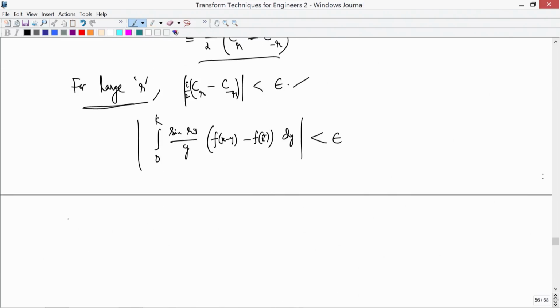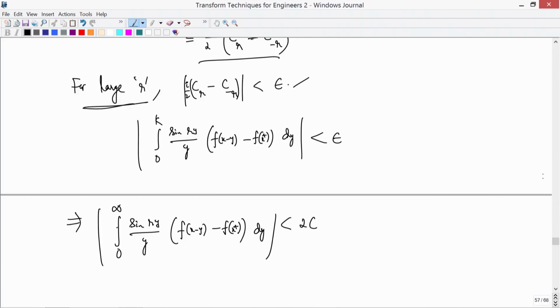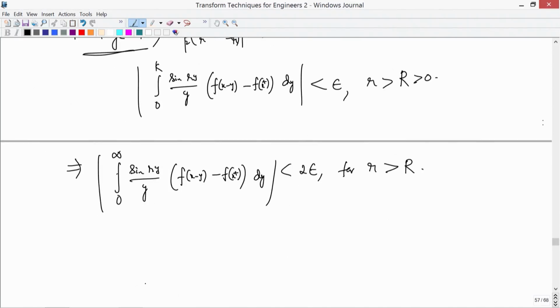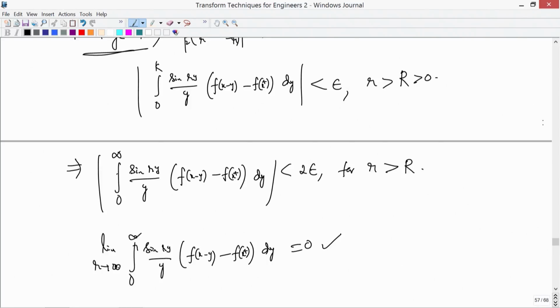Okay. So, this means I have the integral from 0 to infinity of sin(Ry)/y times [f(x minus y) minus f(x plus)] dy can be made less than 2 epsilon, for large r. So, for large r means for r bigger than some capital R, which is positive. So, this is exactly the meaning of the limit as r goes to infinity of this quantity being equal to 0.